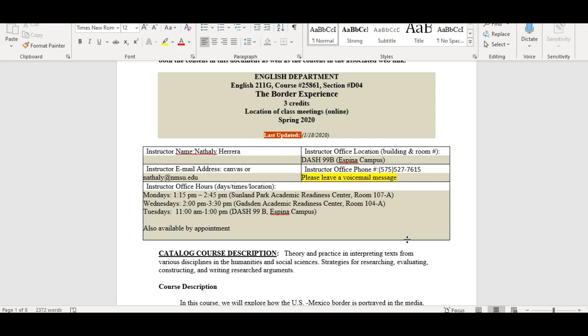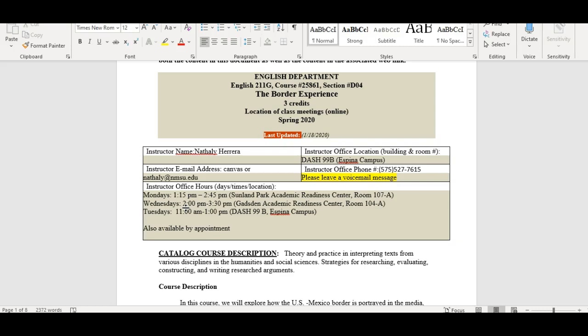However, I do teach a class on Tuesdays at the Espina campus, so I will be in Las Cruces at the Espina campus on Tuesdays. So here you can look at my office hours. On Mondays, I will be at the Summer Park campus from 1:15 to 2:45. Wednesdays, I'm at the Gadsden campus from 2 p.m. to 3:30 p.m. And Tuesdays, I am at the Espina campus from 11 to 1.